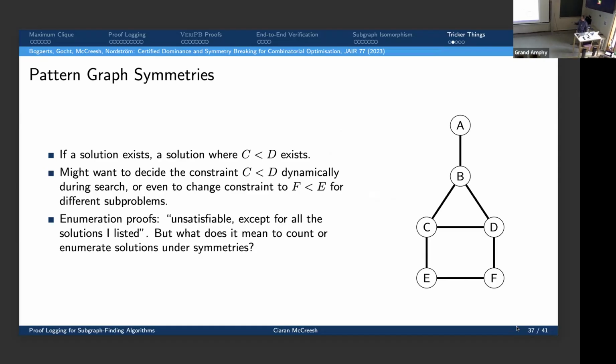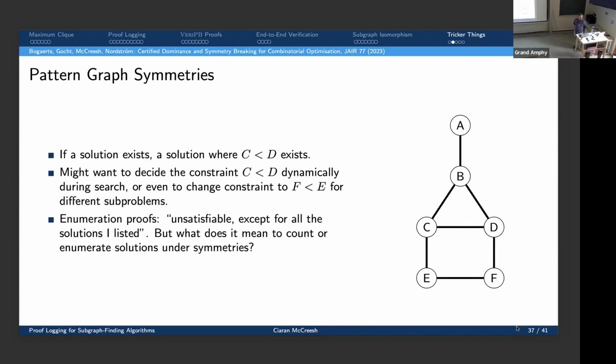If we have this as our pattern graph, if a solution exists, then a solution exists where vertex C gets mapped to a lower number vertex than vertex D, because you can sort of flip the graph around otherwise. We might want to introduce this constraint C is less than D dynamically during search, or possibly even swap around which constraint we're using, depending upon what subproblem we're in. This, I think, is an open challenge. Maybe we know how to do this.